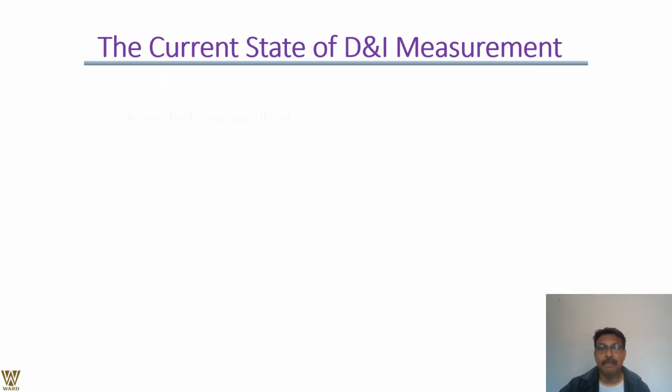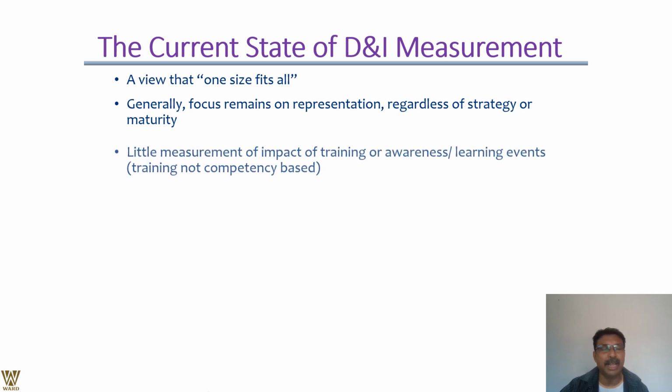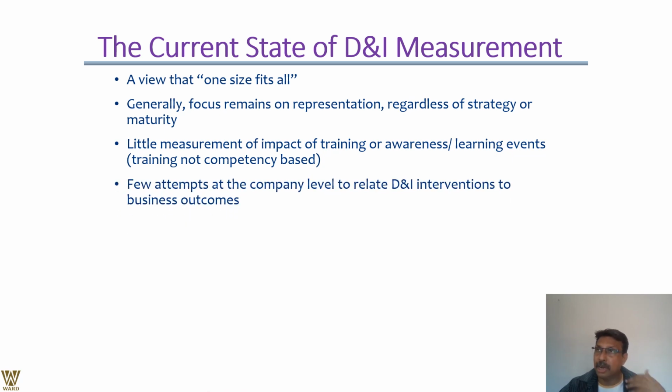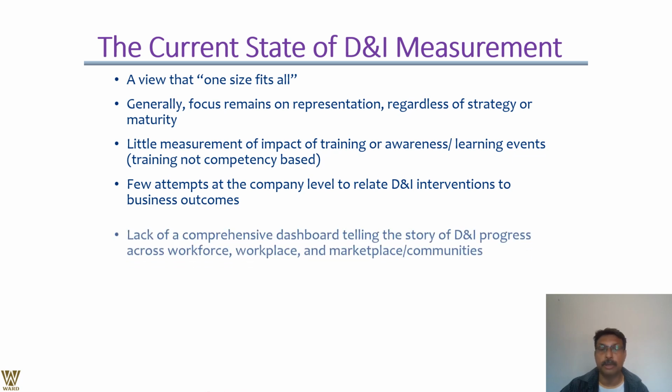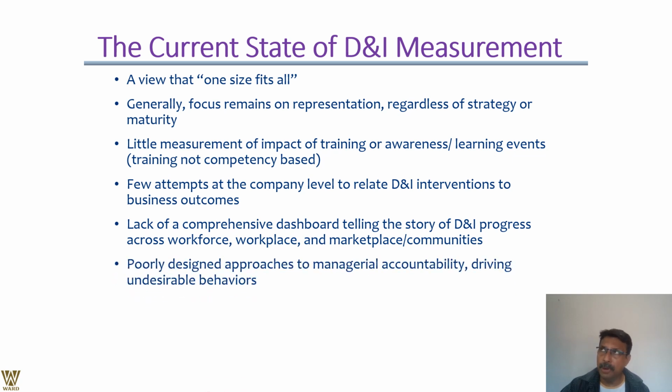The current state of D&I measurement: a view that one size fits all, where focus generally remains on representation, regardless of strategies or maturity. There is little measurement of the impact of training or awareness and learning events. Trainings are not necessarily competency-based. It can be just sensitization on certain issues. Education is a continuous effort, a lifelong input that has to be given. There are few attempts at the company level to relate diversity and inclusiveness interventions to business outcomes. There is a lack of a comprehensive dashboard telling the story of diversity and inclusiveness progress across the workforce. And there are poorly designed approaches to managerial accountability, driving undesirable behavior.